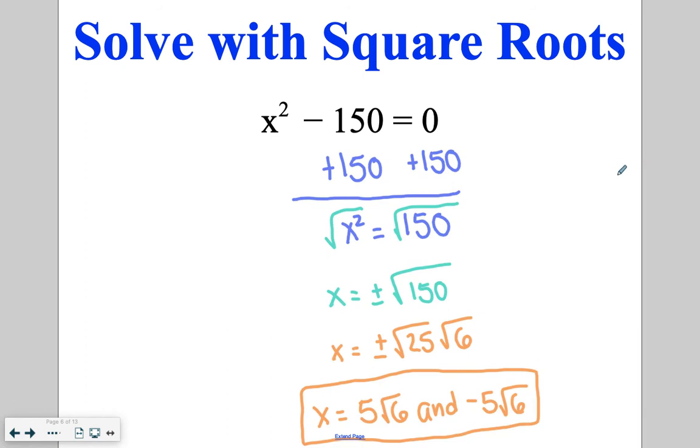Adding 150 to both sides, square rooting that, and then simplifying it down, you get 5 square root of 6 and negative 5 square root of 6 for your answer.